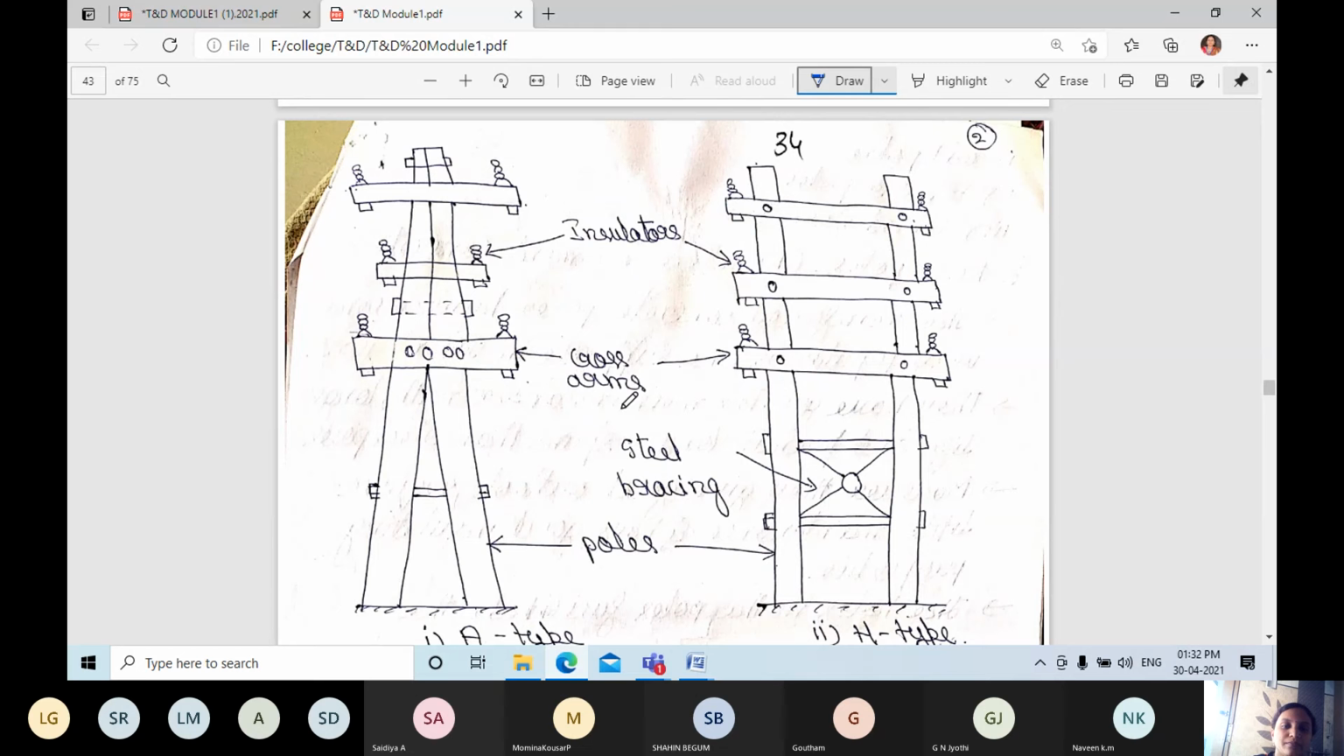This is a cross arm and this is an insulator, you can observe, and this is a steel bracing.